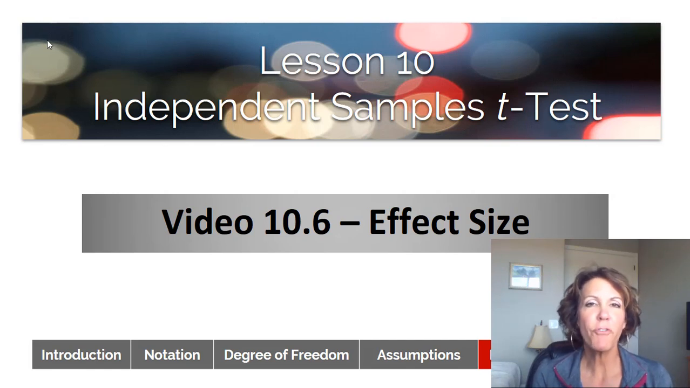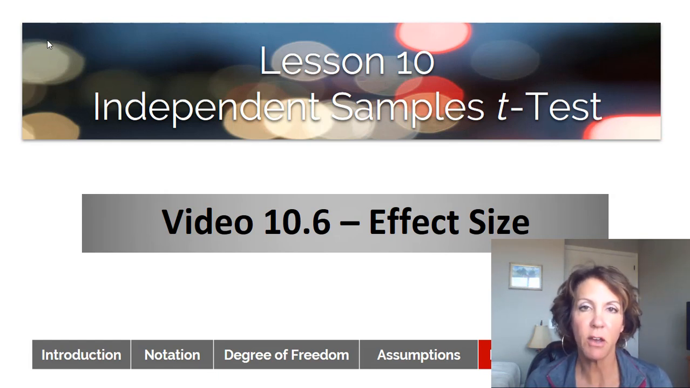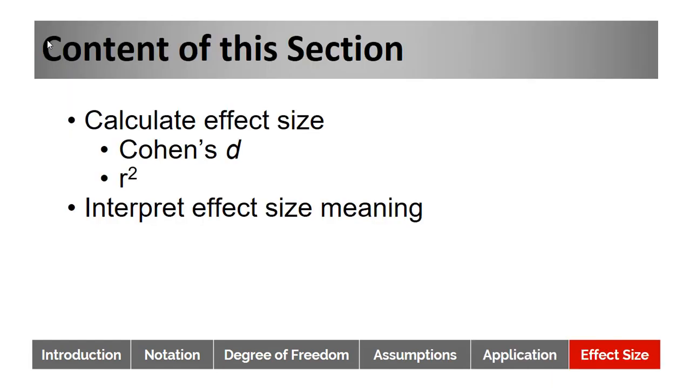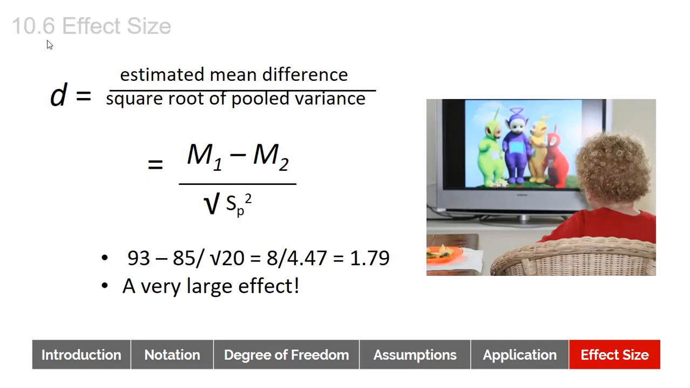In this video, I'll very briefly go over effect size in the independent samples t-test. The good news is you're going to see it's very similar to the effect size calculations you've done previously. So in this section, we're going to talk about Cohen's d, but I'm also going to introduce you to something called R-squared.